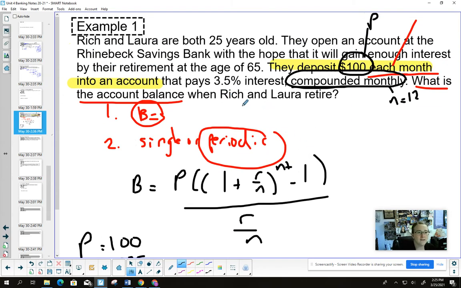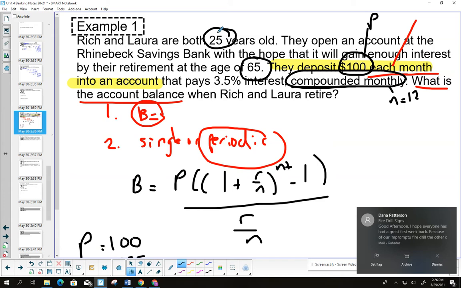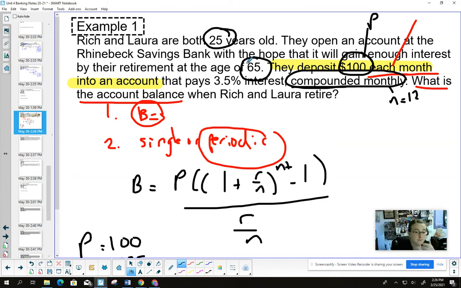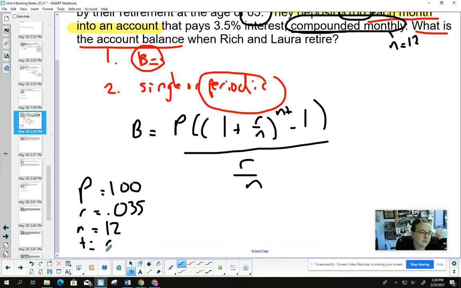And T, here's what you're going to be careful about. It says, what is the balance when Rich and Laura retire? Well, neither of these is T, right? If they open the account at 25 years old and they want to have their money by 65, how many years is that total from 25 years to 65 years? It's 40, right? If I do 65 minus 25, that is going to be 40 years. So little trick there on the time. So you're going to use 40 for T.